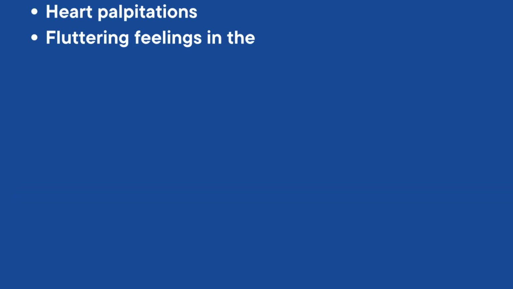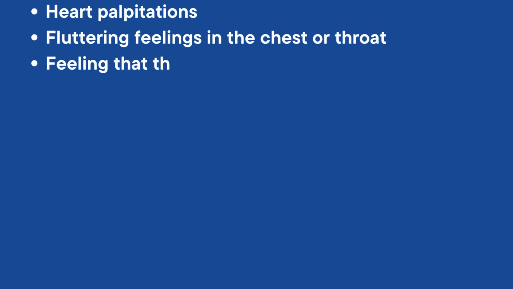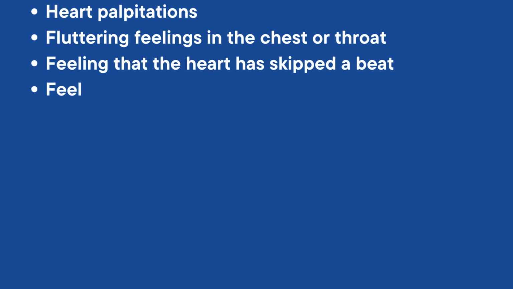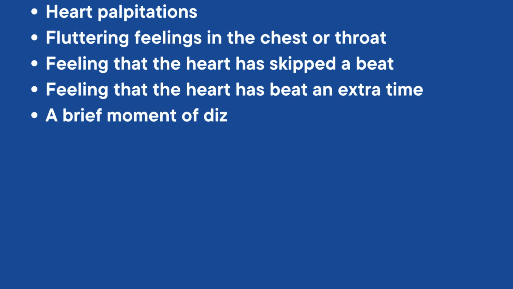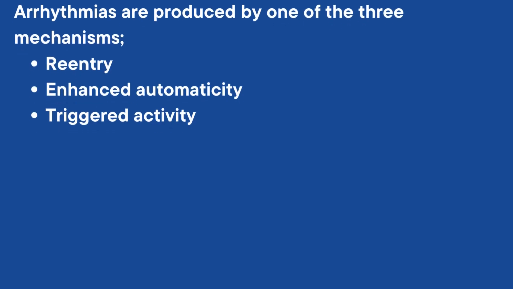The patient may experience heart palpitations, fluttering feelings in the chest or throat, a feeling that the heart has skipped a beat, a feeling that the heart has beat an extra time, a brief moment of dizziness or feeling faint. Arrhythmias are produced by one of 3 mechanisms: re-entry, enhanced automaticity, or triggered activity.